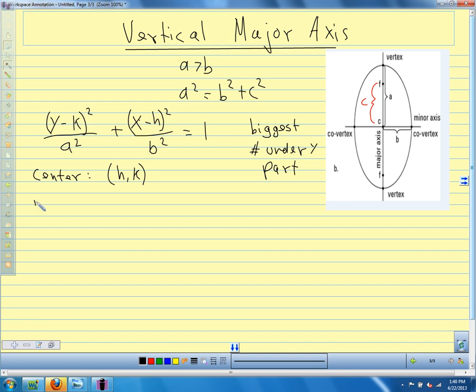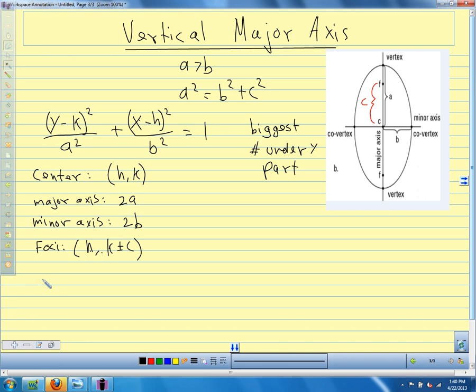So again, the major axis is 2a units long. Minor axis, always, is 2b units long. B to here, B to here. The foci, we're moving up and down by c units from the center. So our x doesn't change. So our foci is going to be (h, k plus or minus c). C tells us how far to move from the center to get to the foci.